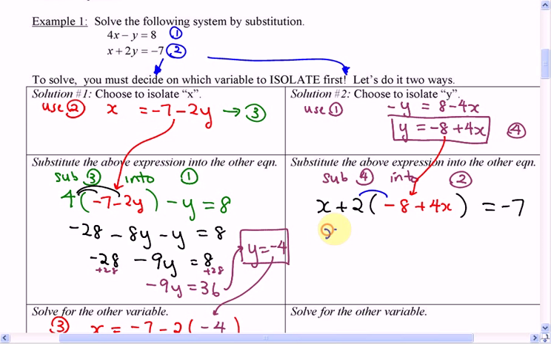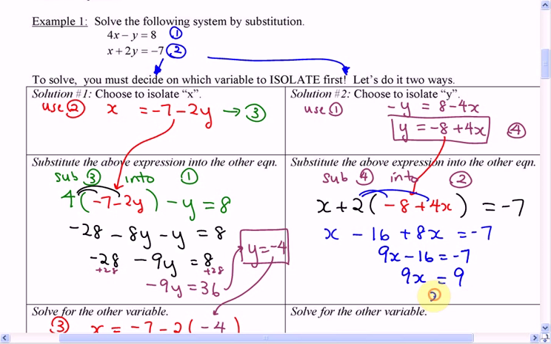So x minus 16 plus 8x equals negative 7. How about 9x? 9x minus 16 equals negative 7. We'll add 16 to both sides, that's 9, and you get x equals 1.